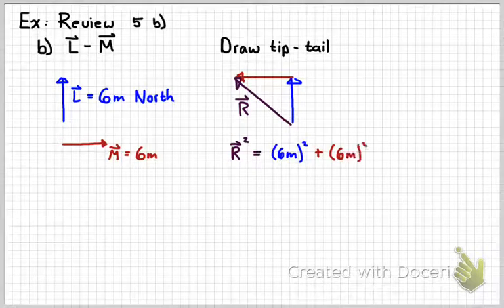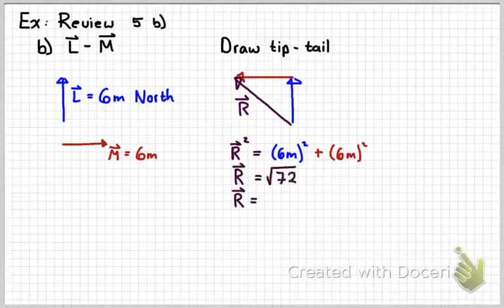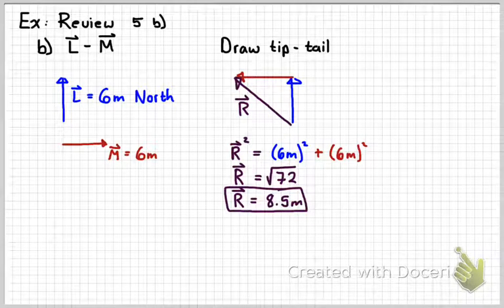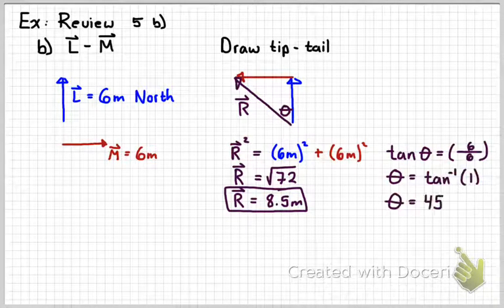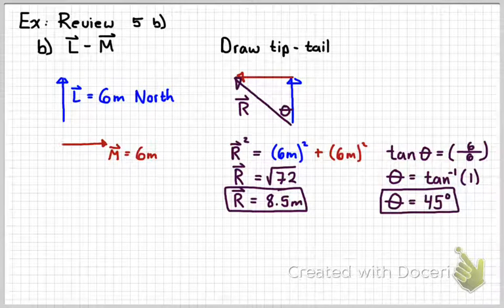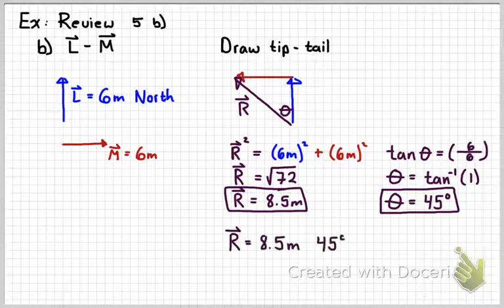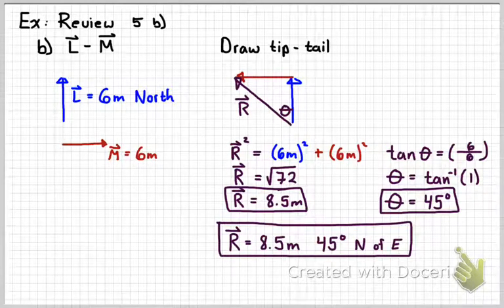So I can do Pythagorean's theorem to figure out the resultant, which is about 8.5 meters. That would be the magnitude or the size of that resultant. Use that angle right there, find its value, and you could do that using the tangent. And so the inverse tangent of 6 over 6 would be 45 degrees. If you can recognize that both sides of the triangle are the same and call that 45 degrees, great. The way that you would write that is to say that R is 8.5 meters, 45 degrees north of east, or something to that effect.